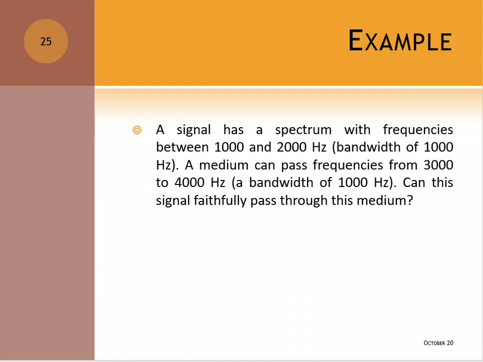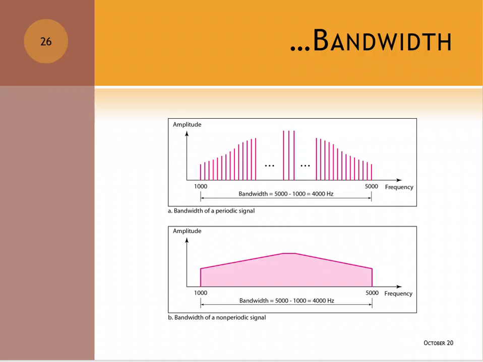Maksudnya dia tak match. Okay. Yang tu signal sehingga 2000, tetapi medium boleh support from 3000 to 4000. Walaupun bandwidthnya sama, nilai, tetapi range-nya tidak sama. So signal tersebut memang totally tidak dapat lalu melalui medium. Okay. So this is just the drawing I want to show you how to draw the frequency spectrum of a periodic signal and the bandwidth of a non-periodic signal.